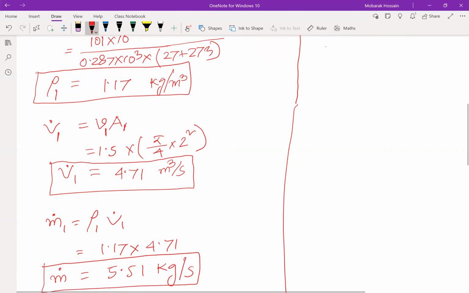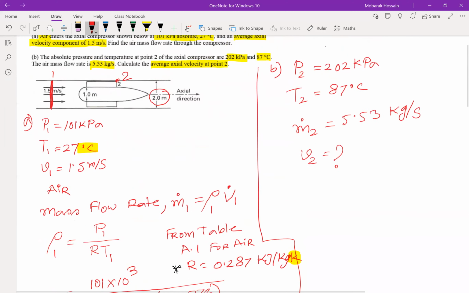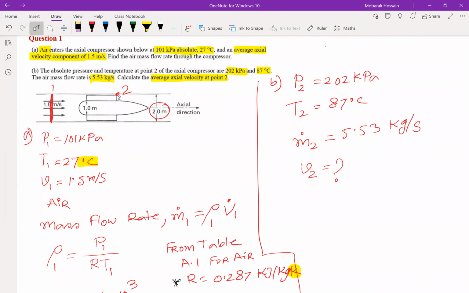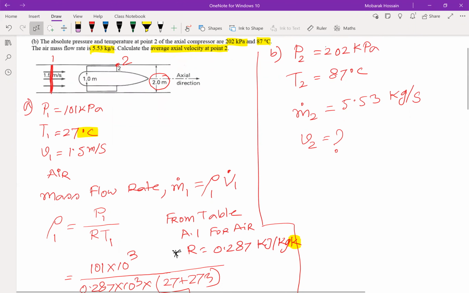Okay, so first we write down the given parameters, then we write down what we need to find out, say mass flow rate. Then we write down the formula. From the formula we identify that we need to find out first these two, then we can find out the mass flow rate. So we use the ideal gas equation because air is an ideal gas.